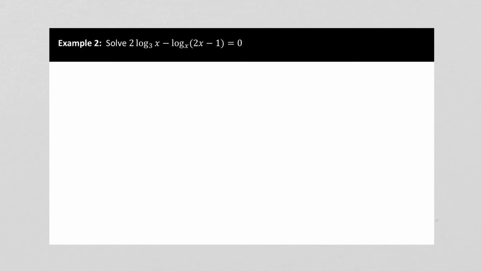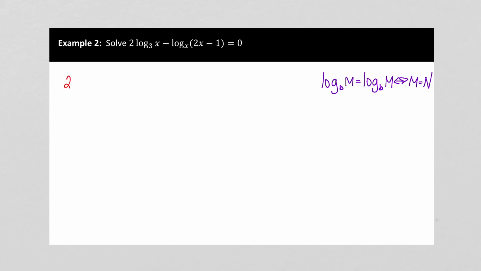For our next example, we're going to use the fact that if log base b of m is equal to log base b of n, then we can say that m equals n. There may be other ways to do these problems, or you may try something that doesn't work. Just use all that you have available to you to try them out.